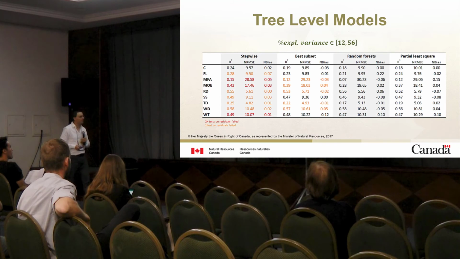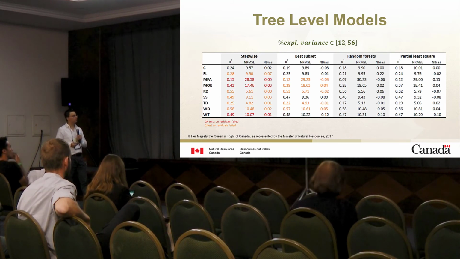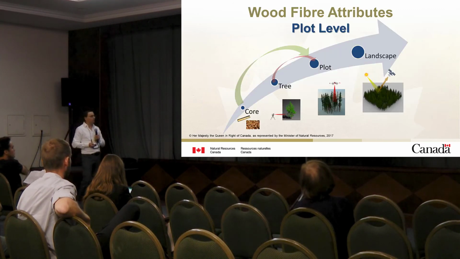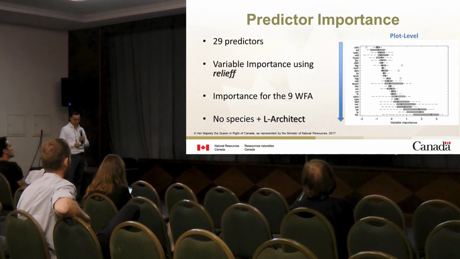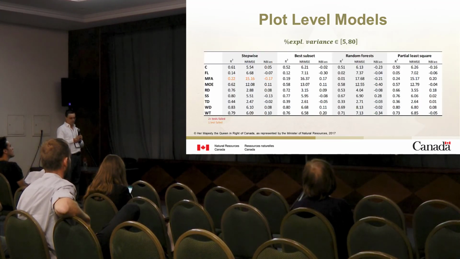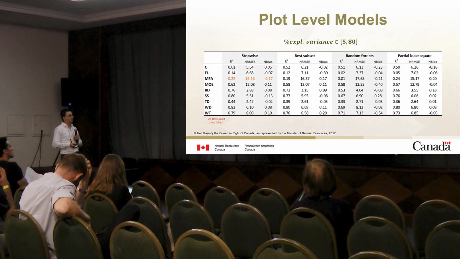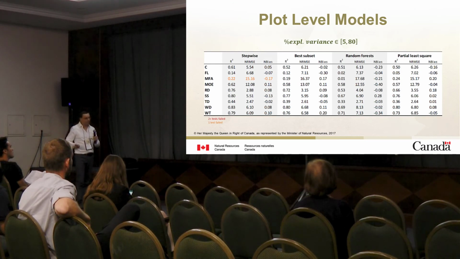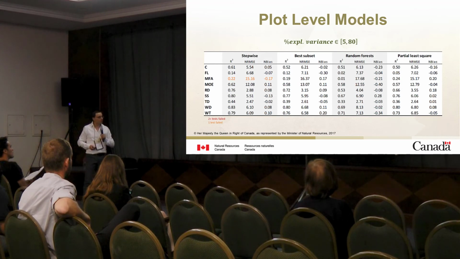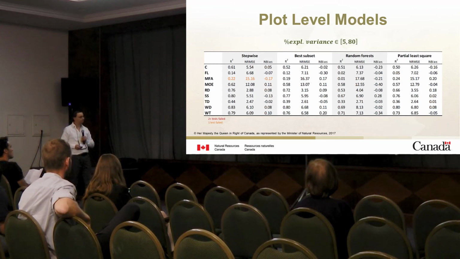But just for the sake of it, with partial least squares, we were able to estimate the variance between 12 and 56%. We do the same thing at plot level: 29 predictors, no species, nothing else. The same statistical approaches, with partial least squares between 5 and 80% of the variance for the wood density in our case, which is actually a pretty crucial or key wood fiber attribute for the lumber industry.